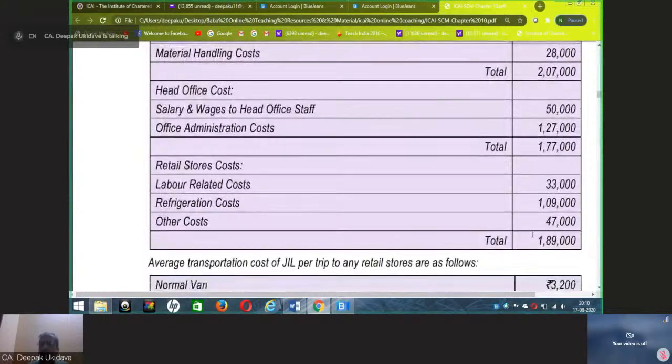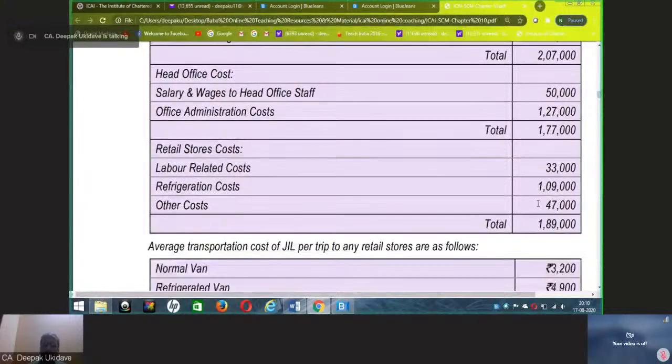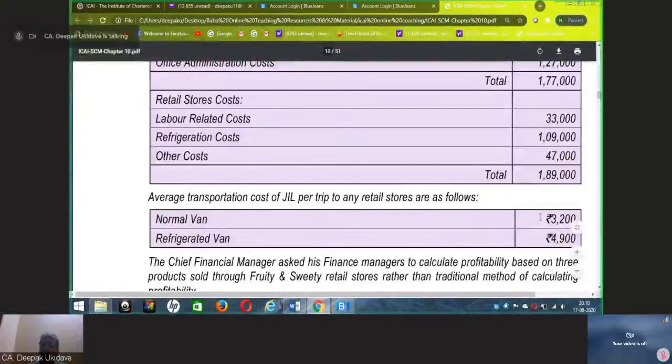3 items are given. Refrigeration cost, as you can understand, based on the refrigeration facility used or that activity used, you will apportion to different products. If certain products are not required to be stored in a refrigerated van or in cold storage, then you don't assign the cost. And average transportation cost of the company per trip to any retail store, per trip it costs 3,200 in a normal van, and in a refrigerated van it costs 4,900.